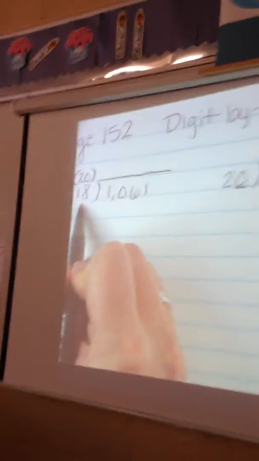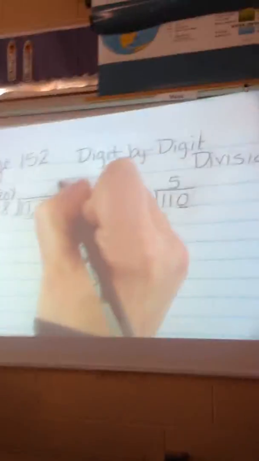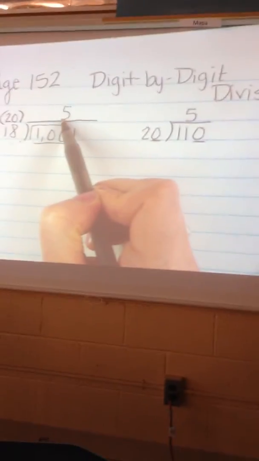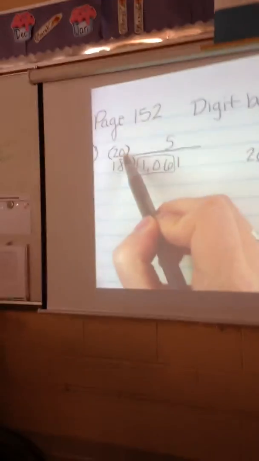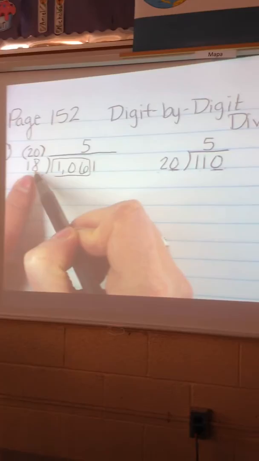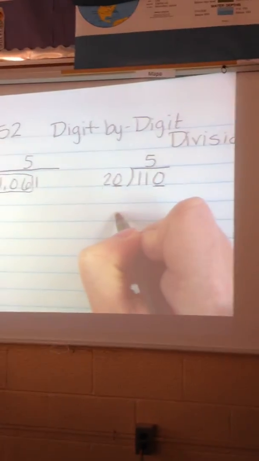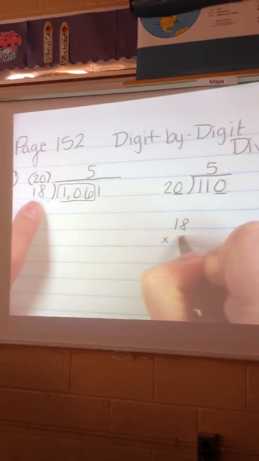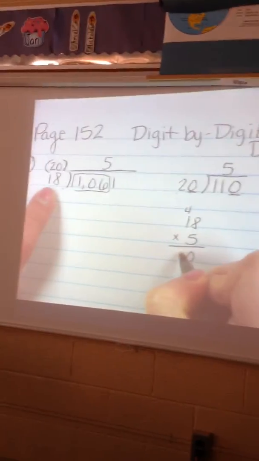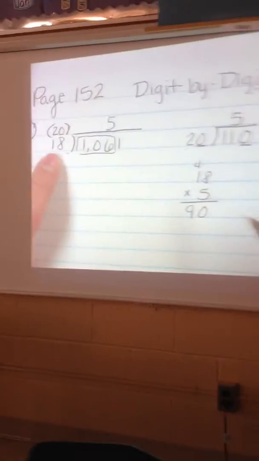That means that over here, 18 will go into 106 about 5 times. So now I'm actually going to do the exact multiplication. Instead of using my estimates, I'm going to think, 5 times 18 equals what? So I'm going to put that up over to the side. 18 times 5 equals 90.